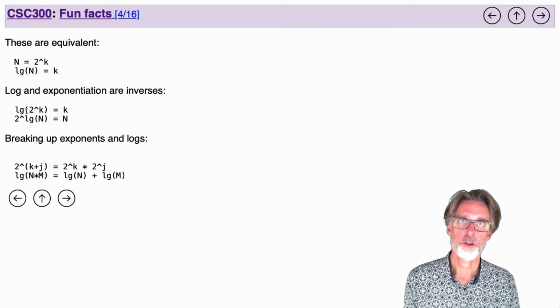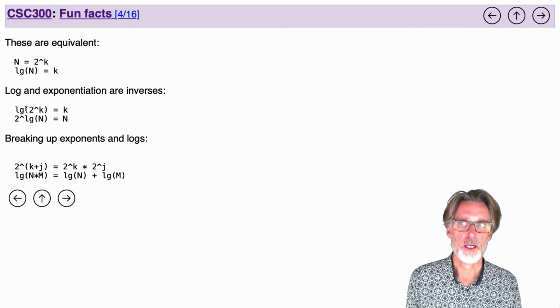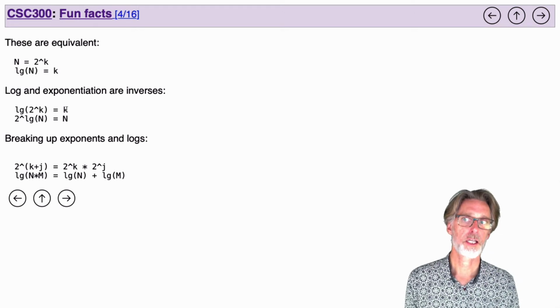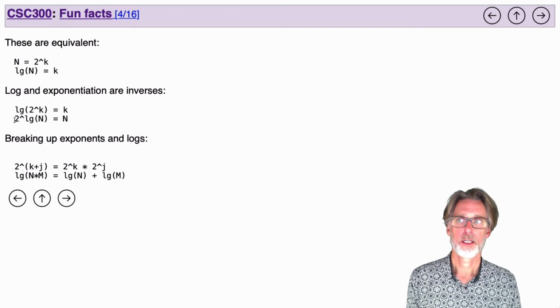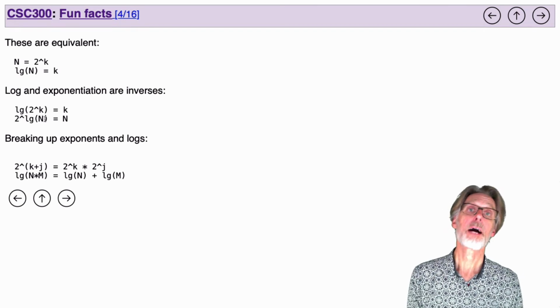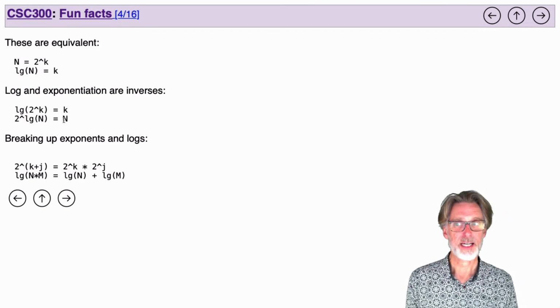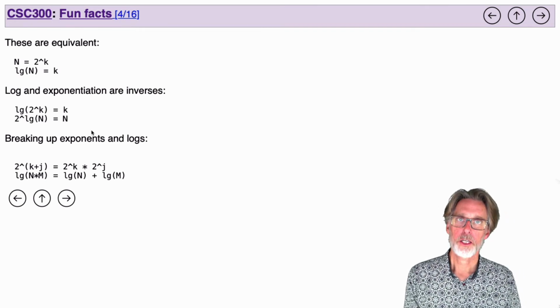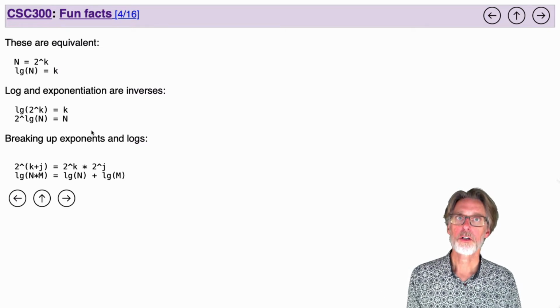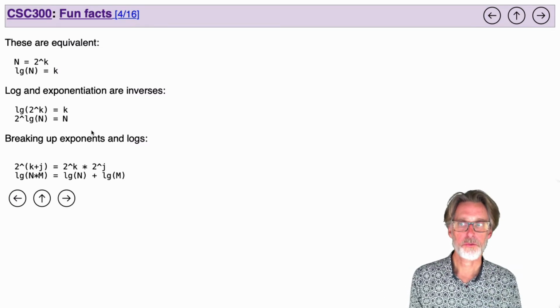Log and exponential are inverses in a formal sense as well. So if you take the log of 2 to the k, then you just get k. And if you take 2 to the log n power, well, you just get n back. We're not going to be doing a huge amount of math with logarithms, but two rules are useful to know.